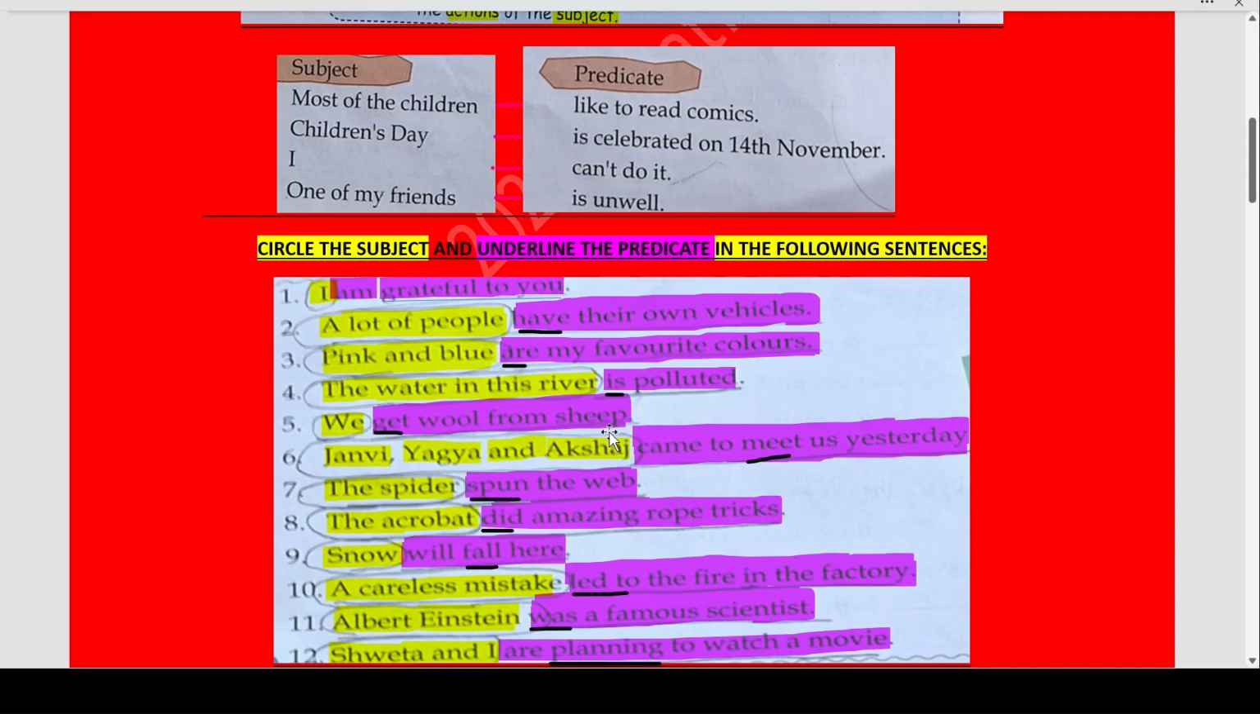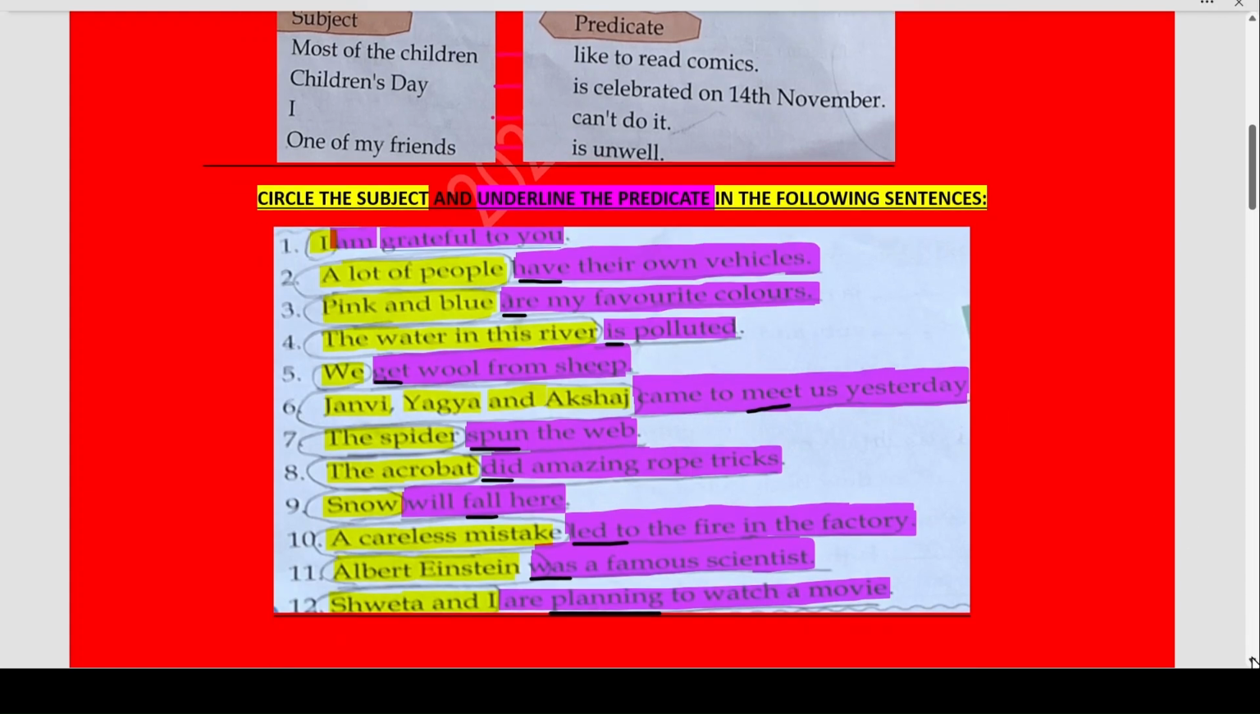We get wool from sheep. We is your subject about whom we are talking. Get wool from sheep is a predicate because the verb get is present here. Next, Janvi, Yagya, and Akshaj came to meet us yesterday. Janvi, Yagya, and Akshaj are the people whom we are talking about. So they are our subject. Came to meet us yesterday. Meet us is the verb here. So came to meet us yesterday becomes the predicate part of the sentence.